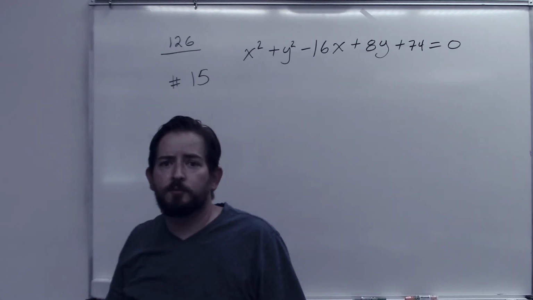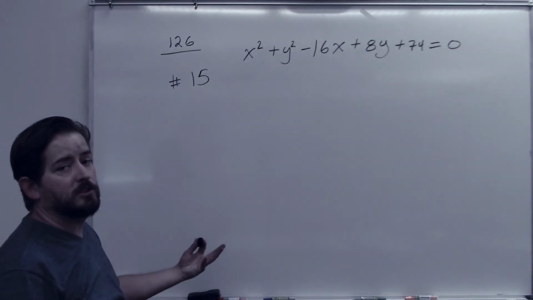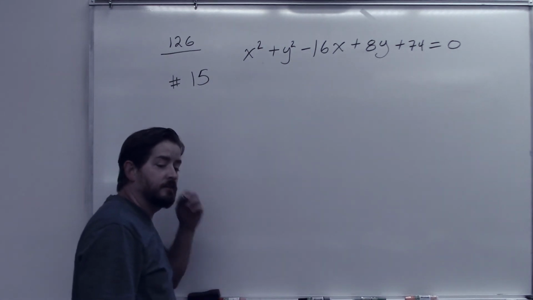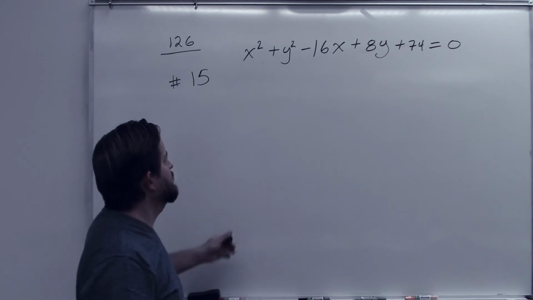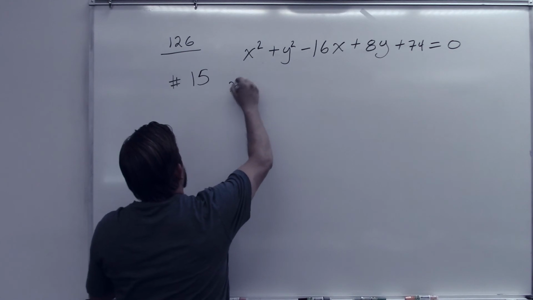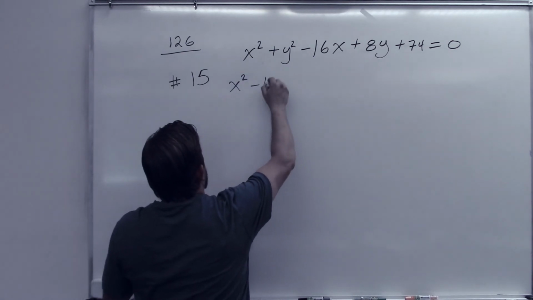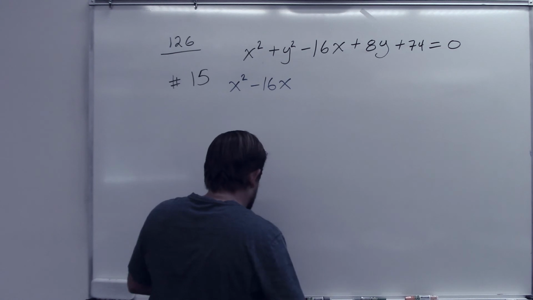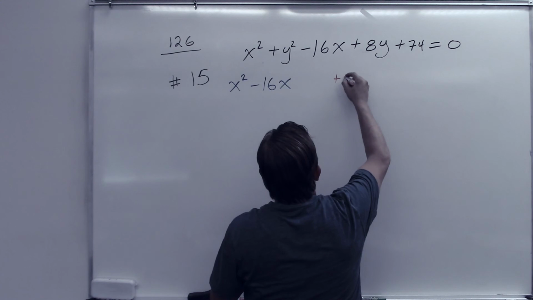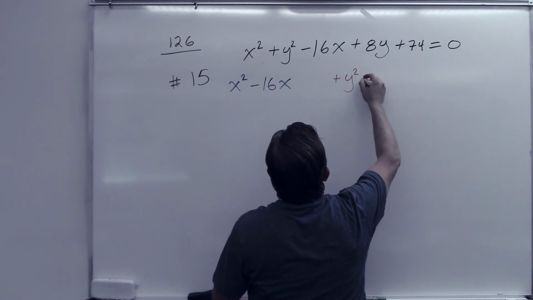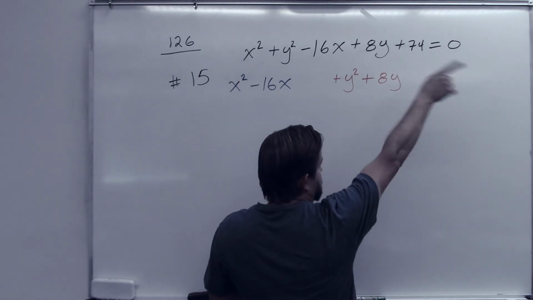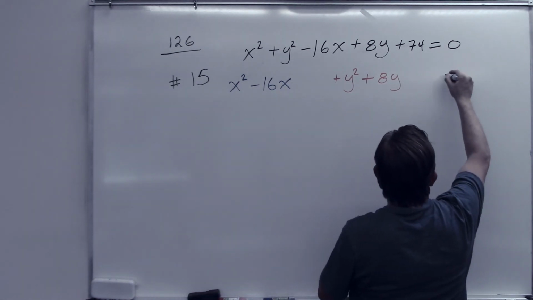So we're going to do this by completing the square on both the x terms and the y terms. So the very first thing I want to do is rewrite this. And I'm going to color code it just so we can see what's happening. But I'm going to put my x terms together. So that gives me x squared minus 16x. And I'll give myself some space and put my y terms together. So I have plus y squared plus 8y. And then I'm going to subtract the 74 off to the other side just to get it out of my way.